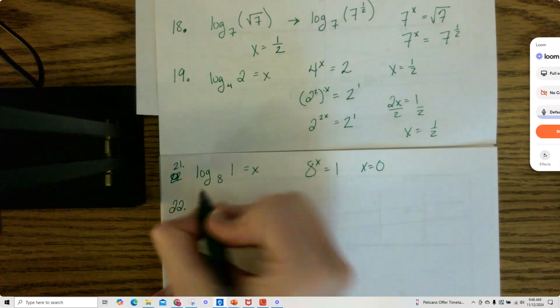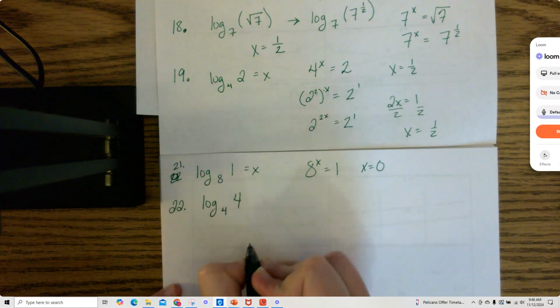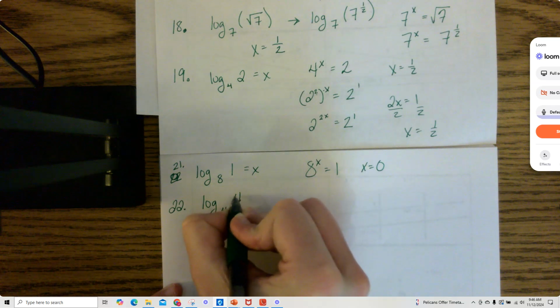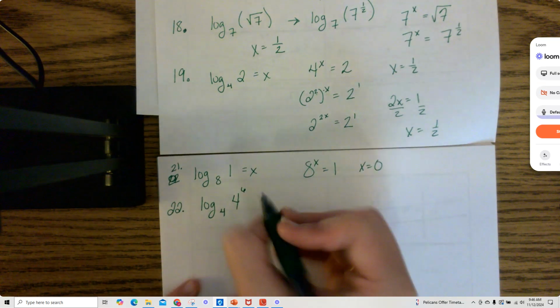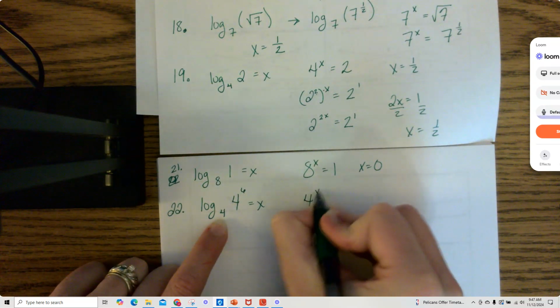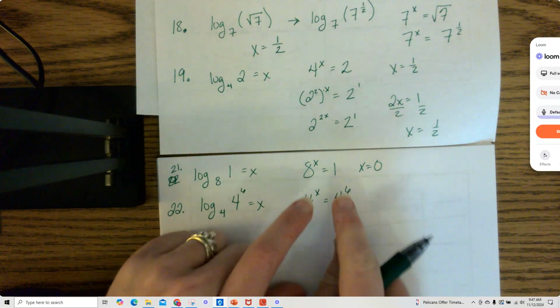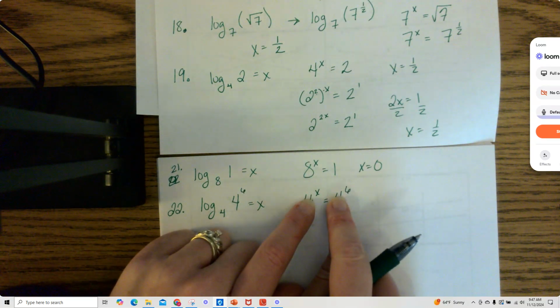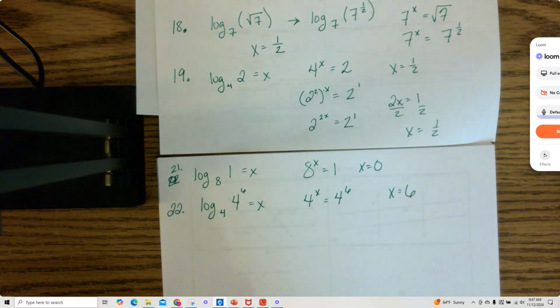Log base 4 of 4 to the 6th power. The 4 is raised to the 6th power. So we have to solve for x. We would have 4 to the x equals 4 to the 6th, right? If the bases are the same, I can set the exponents equal to each other.